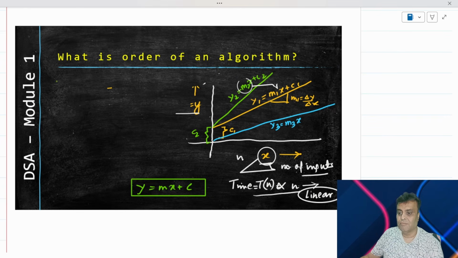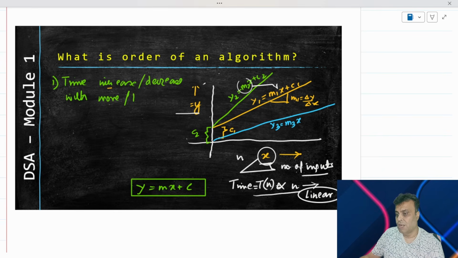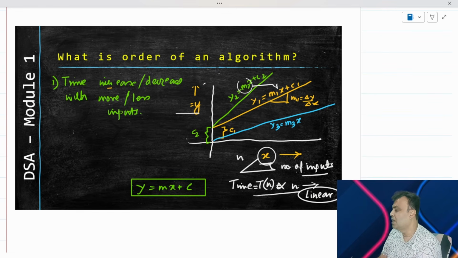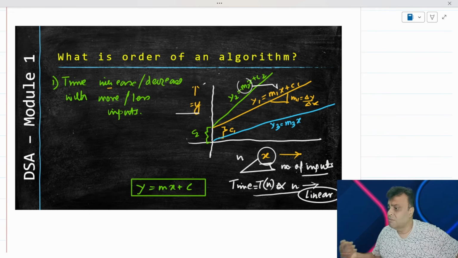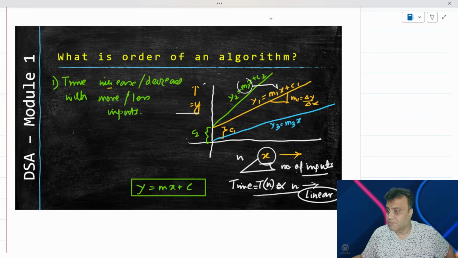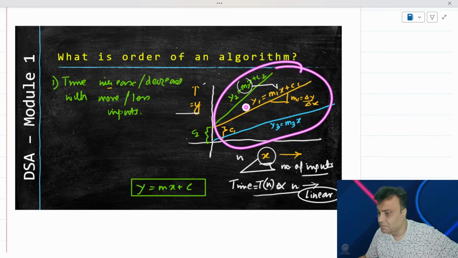So does the time increase or decrease with more or less inputs? This is the first point we are worried about. Does the time increase or decrease with more or less inputs? So we are not saying how much the time increases, we are saying does the time increase? And in this case, we see yes, the time increases with the inputs.